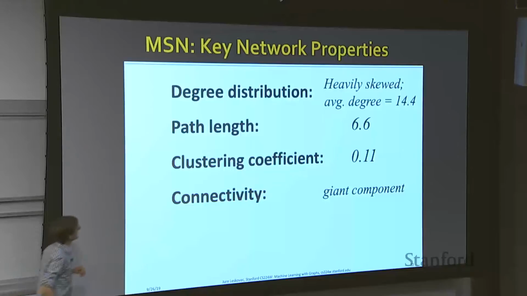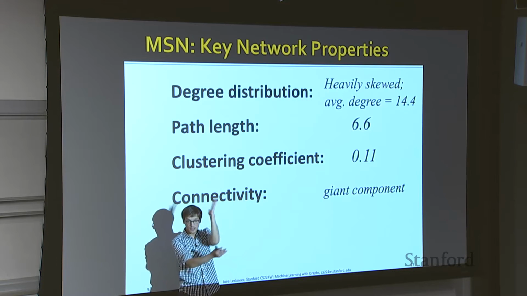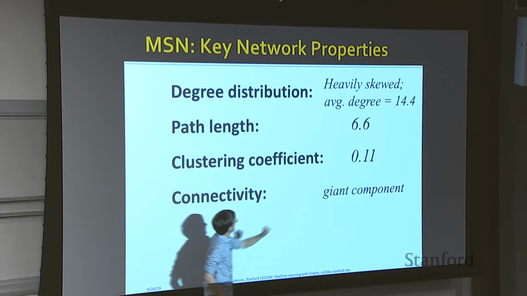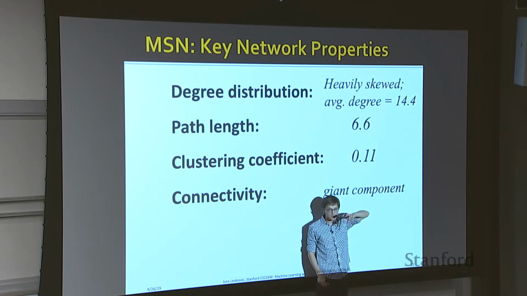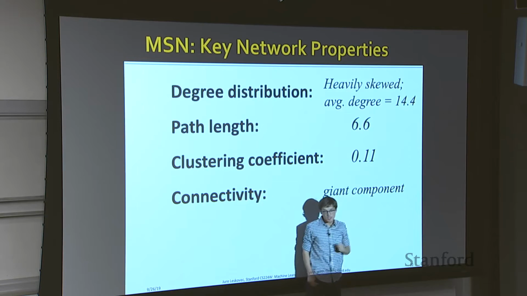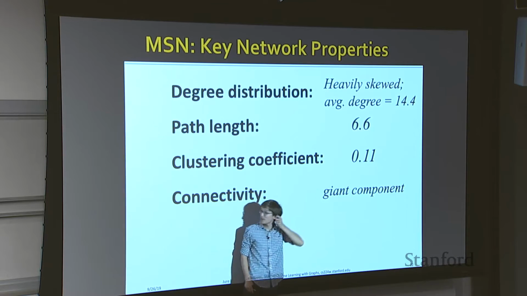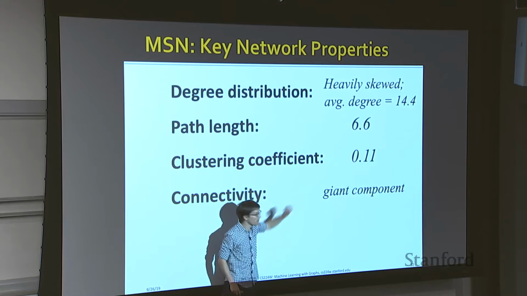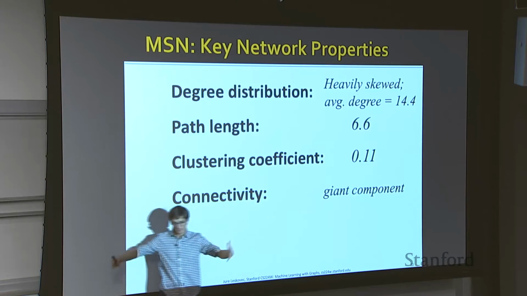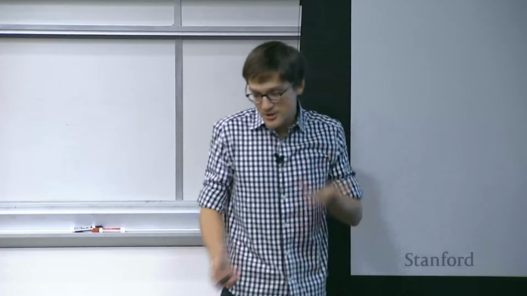Okay? So let's just summarize. What did we learn? We learned that the degree distribution has this weird kind of axis-aligned shape, and we have about 200 million nodes, 1.3 billion edges. So the average degree is around 14. The average shortest path length is 6.6. Clustering coefficient is 0.11, and the graph is connected. We have this giant connected component. Okay? So now these are just some numbers.